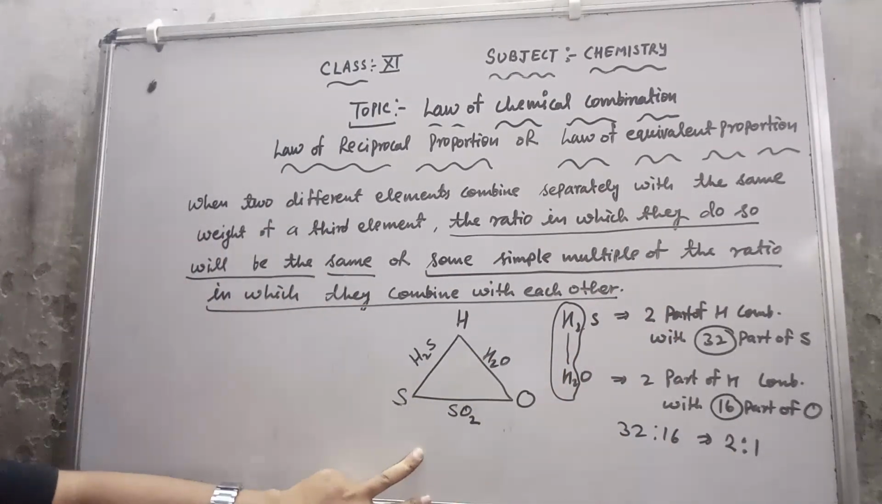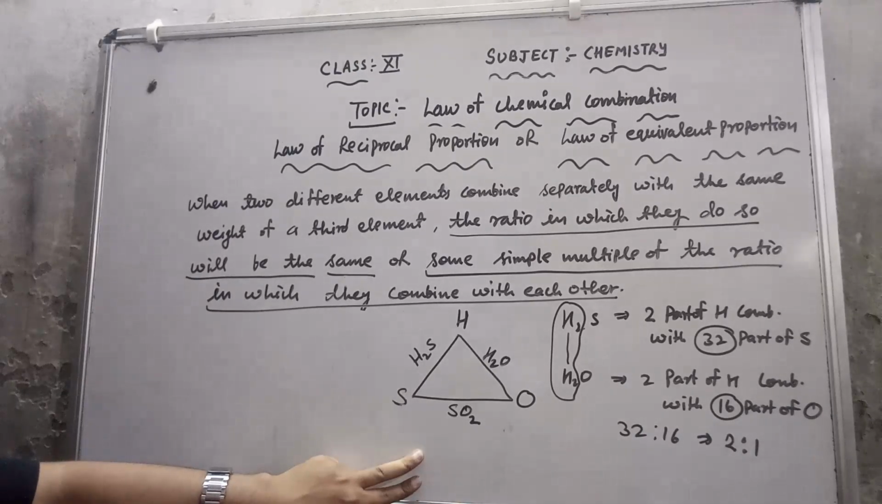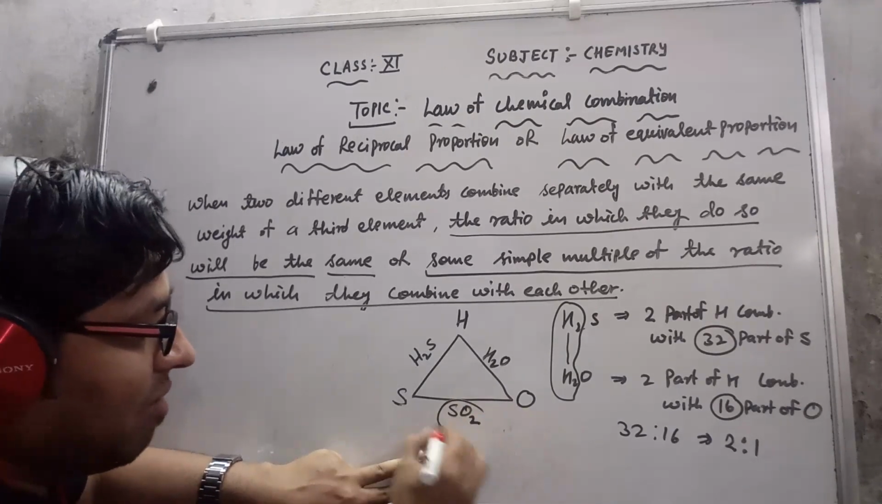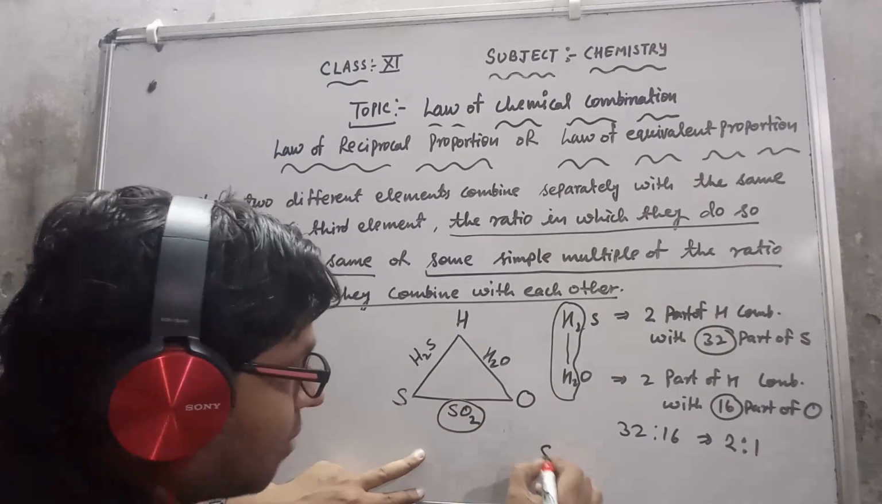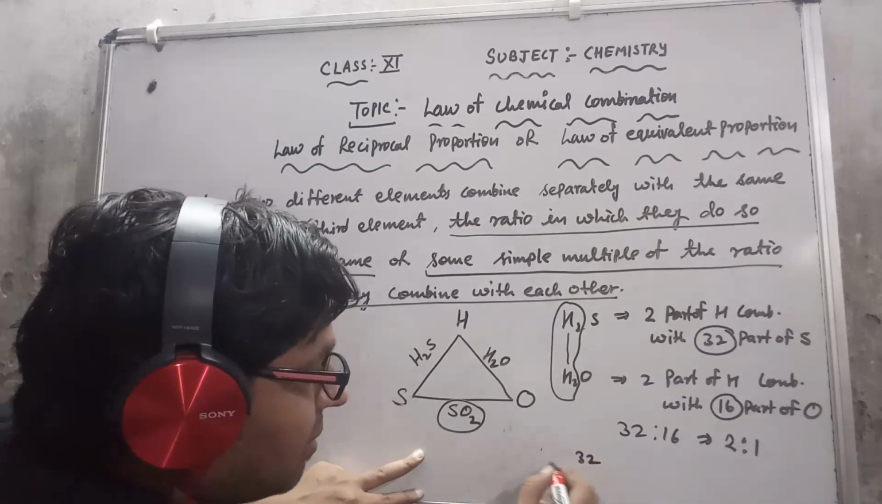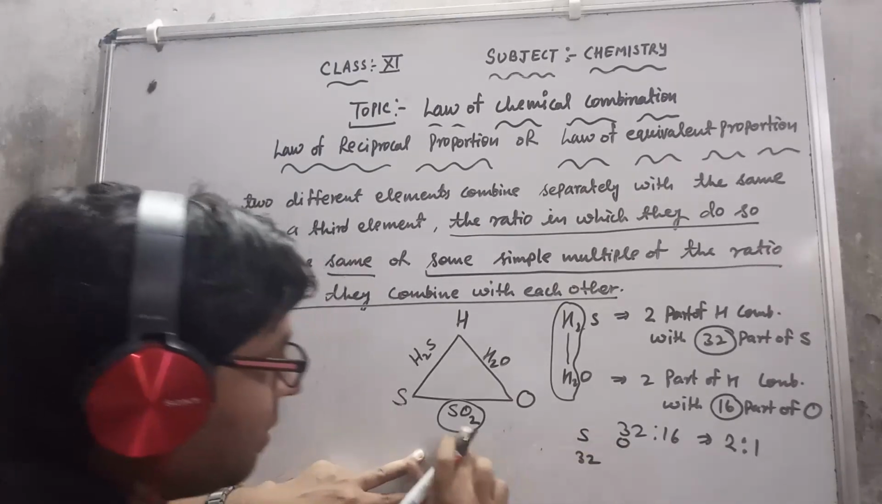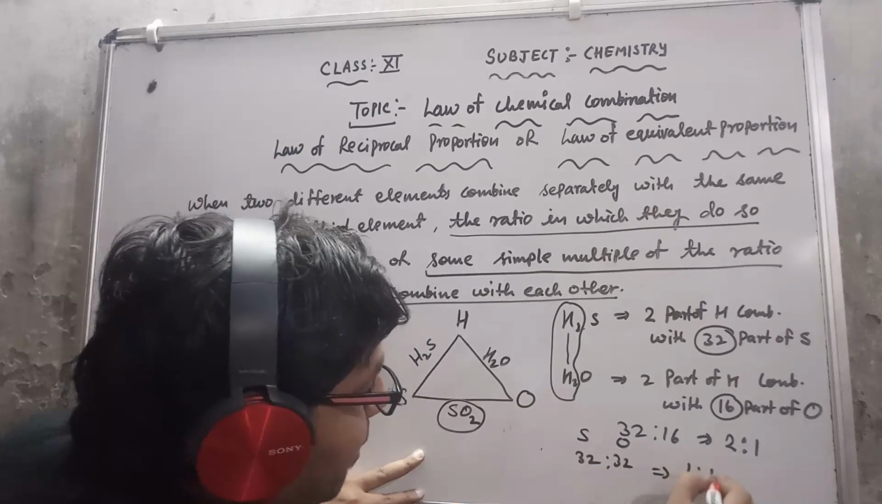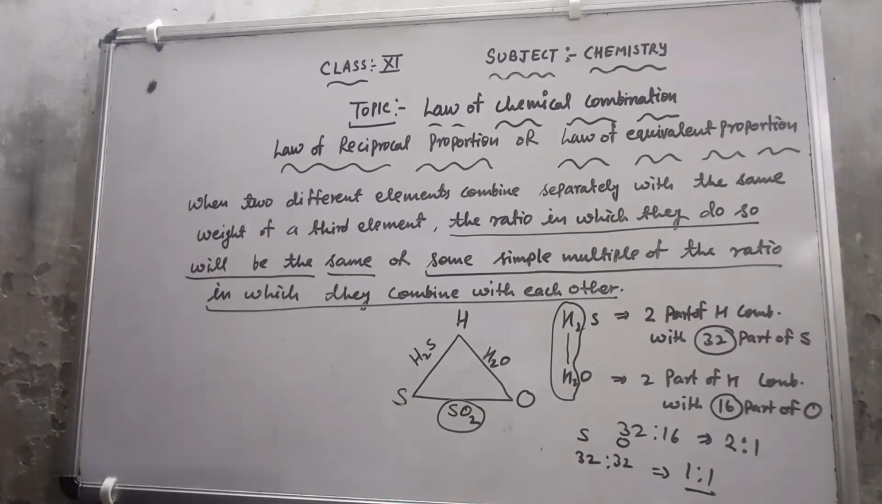Whenever sulfur dioxide is formed, sulfur and oxygen combine to give us sulfur dioxide. So what is the mass of sulfur? This is 32. The oxygen is 16 to the 32. So what is their ratio? 1 ratio 1.